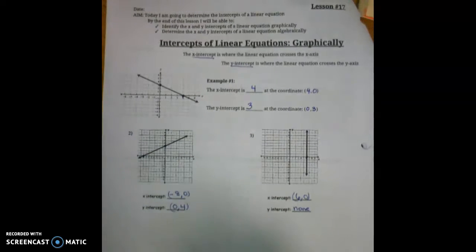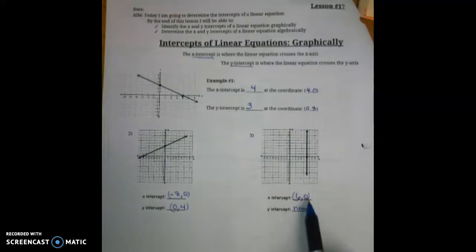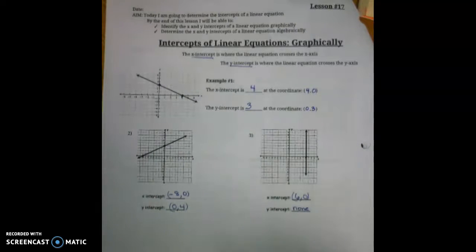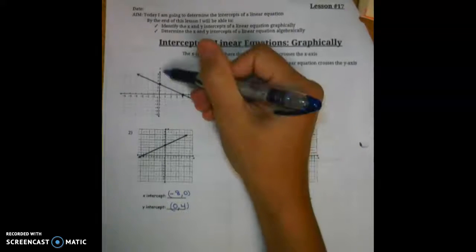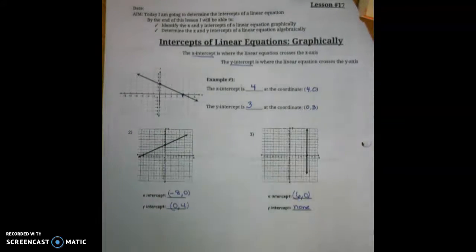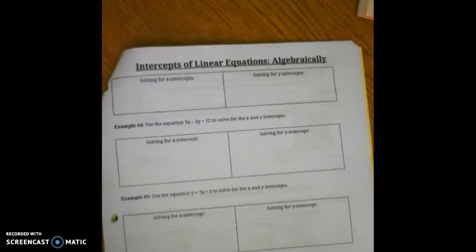Okay, so before we turn the page, let's just take a look at the x-intercepts. Hopefully we notice that the y values are all zeros. Anytime you have a point on the x-axis, the y value is going to be 0. So we're going to use that on the next page. Anytime you have a y-intercept, so on the y-axis, the x values are 0. See, this is a 0 and this is a 0. So we're going to use it on the next page when we find intercepts algebraically.